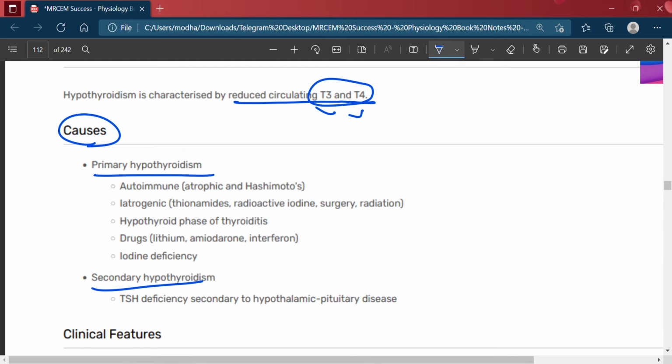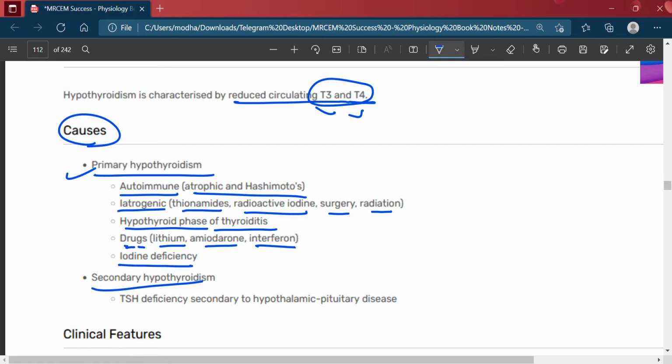So the causes of primary hypothyroidism are autoimmune, atrophic, and Hashimoto's. Then iatrogenic: thionamides, radioactive iodine, surgery and radiation. Then hypothyroid phase of thyroiditis. Then drugs: lithium, amiodarone, and interferon. Then iodine deficiency. These are the causes of primary hypothyroidism.